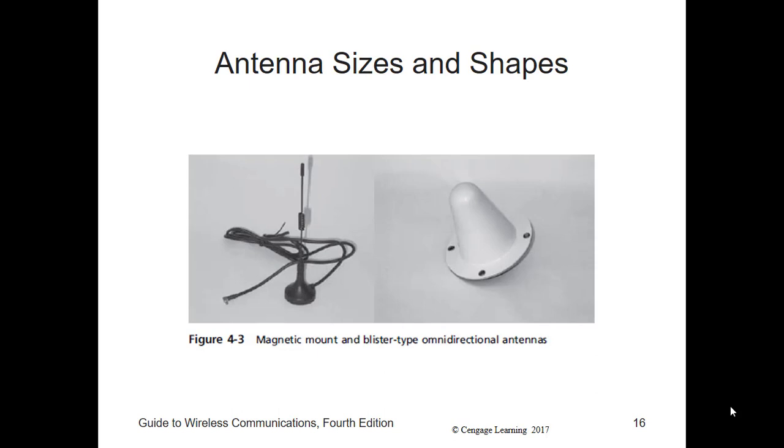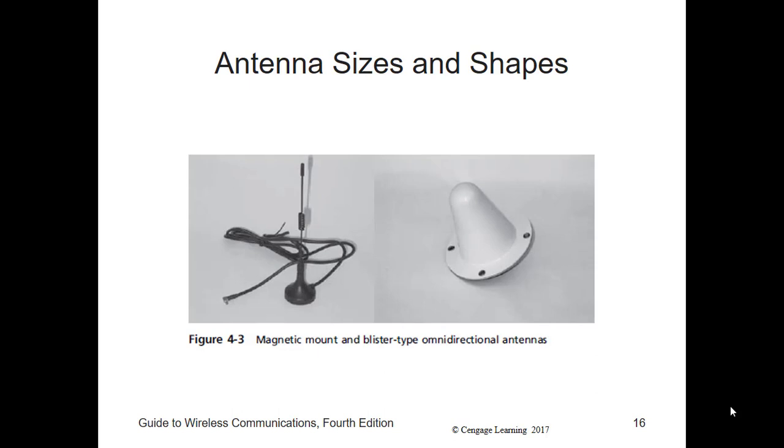Now they're used to improve the signal reception over antennas that are built inside laptop computers or permanently attached to a wireless network card. Magnetic mount antennas can be used in office environments where they can be easily attached to any metal surface, or they can be attached to the roof of a car or a truck, as I described earlier. On the right is what we call a blister type ceiling mount antenna. These blister antennas are typically used to hide the antenna on the inside, just to make it blend in with the aesthetics around it.